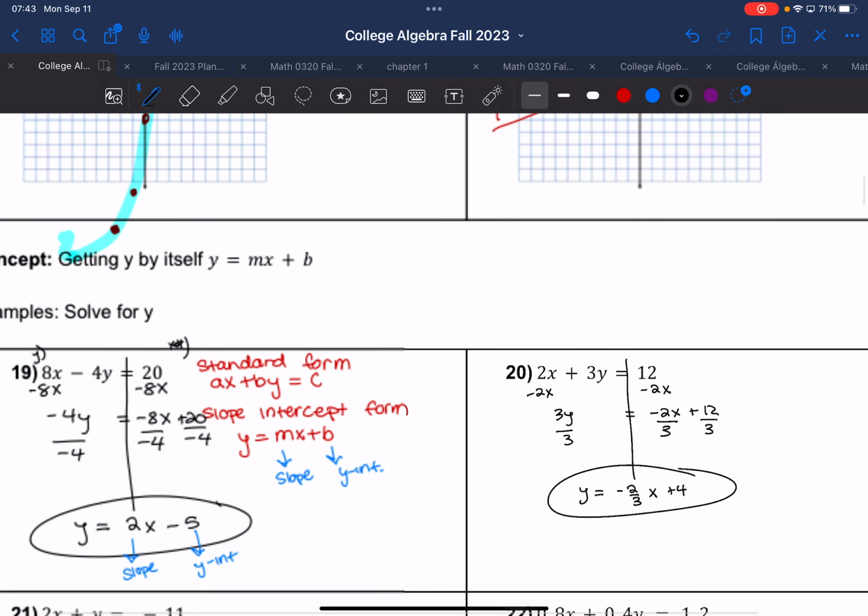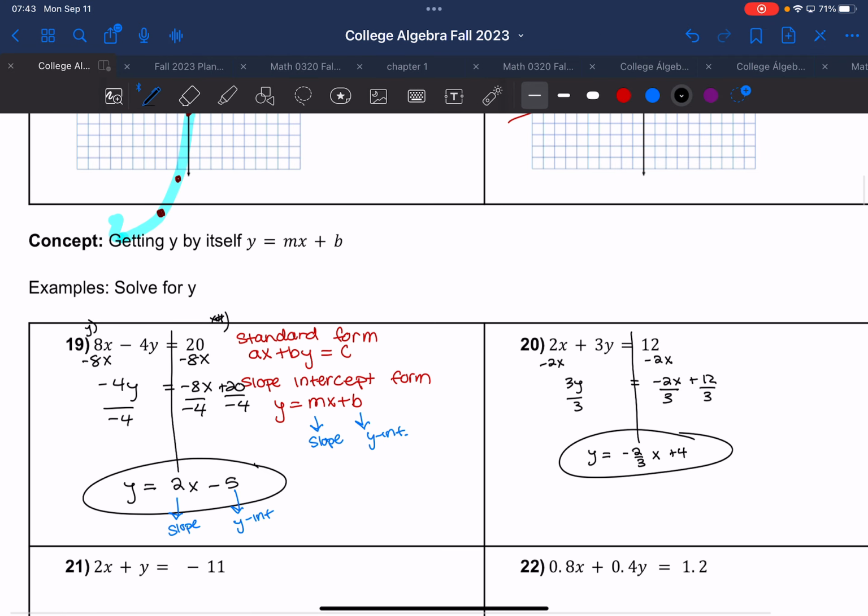This concept is getting y by itself. So overall, this concept is called literal equations. These are literal equations. And we'll see this concept again later on with more variables. But this one, we're just getting y by itself.